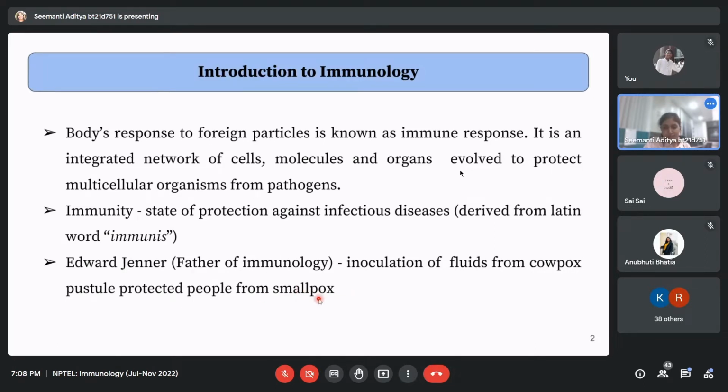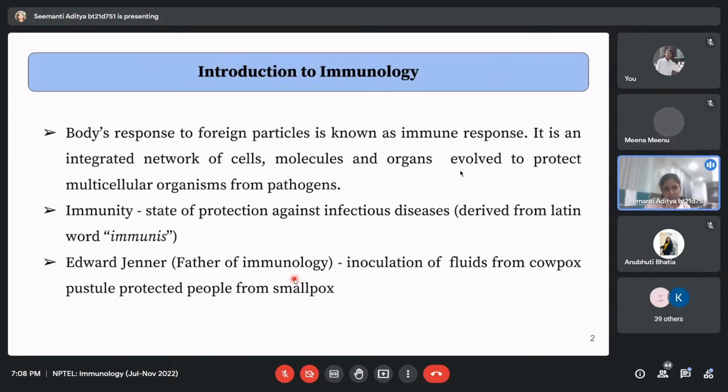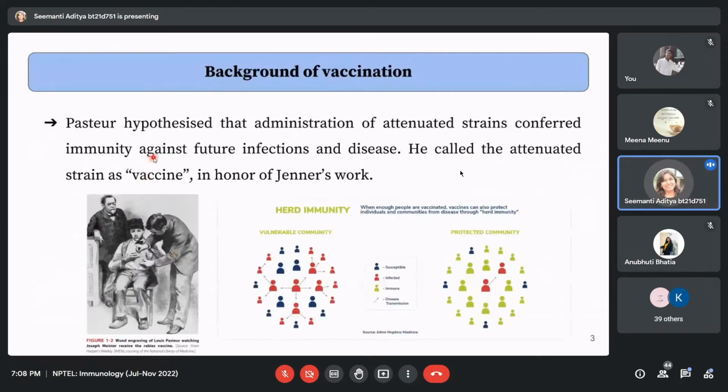Carrying forward these studies, Louis Pasteur demonstrated that administering an attenuated strain, meaning a weakened strain of any pathogen, bacteria or virus, might confer immunity against future infections and disease. He called the attenuated strain a vaccine in honor of Jenner's work. We know that Pasteur developed certain vaccines, including the rabies vaccine and the cholera vaccine.